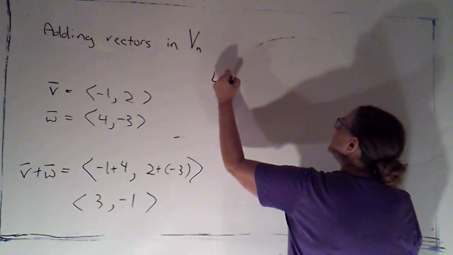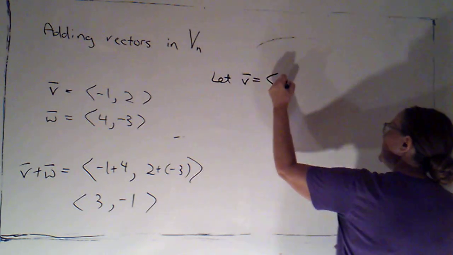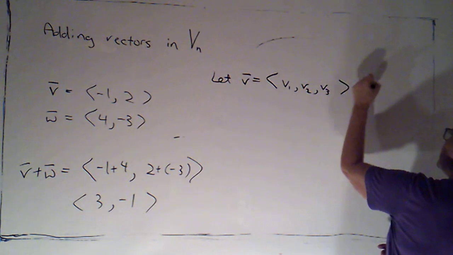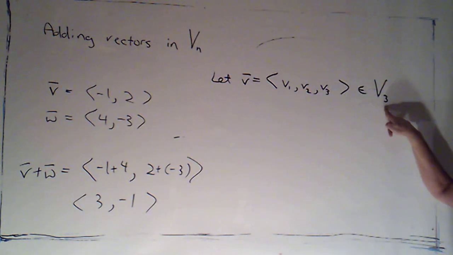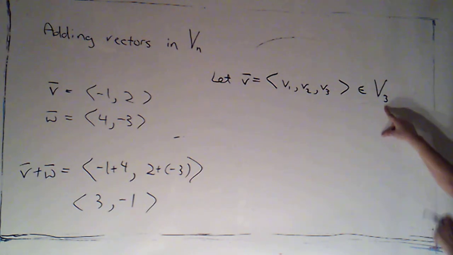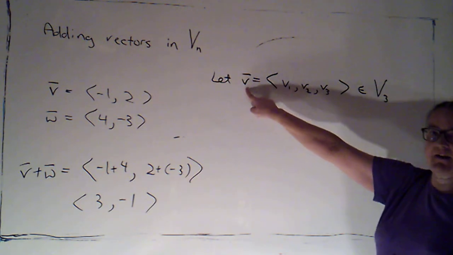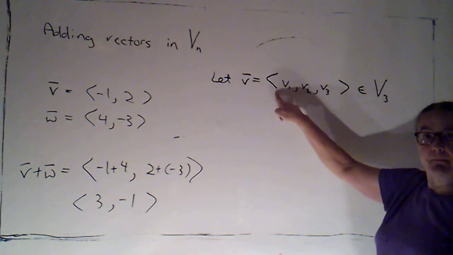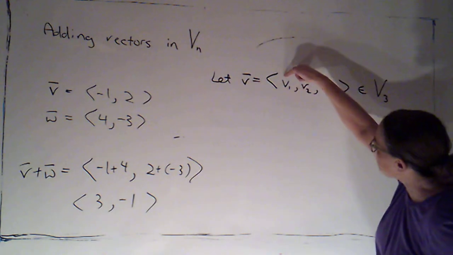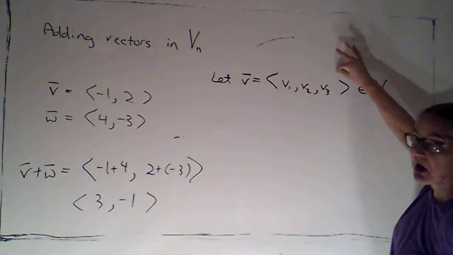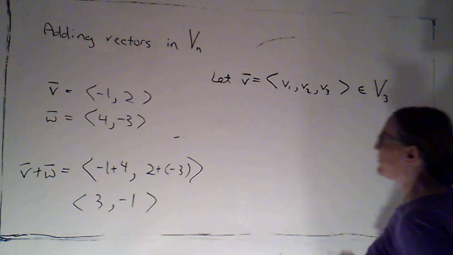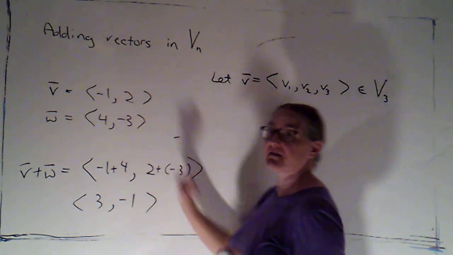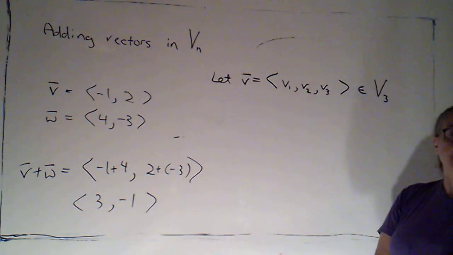Okay. So let's let V be V1, V2, V3, a vector in 3 space. Notice what I've done here is I gave the vector a nickname, but then I used variables for the individual components as well. You'll notice there are no bars over them. These are numbers. These would be in the role of the -1 and the 2 and the 4 and the -3 that we had here for these vectors in 2 space. There are 3 of them because this is a vector in 3 space.